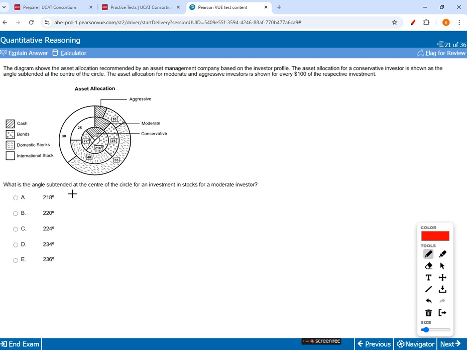What is the angle subtended at the center of the circle for investment in stocks for a moderate investor? Stock. So I've got two. Who are those two? You talk about domestic and international. If you're talking about domestic and international, which is the small tiny fish and blank? Tiny fish and blank: 40 and 25.